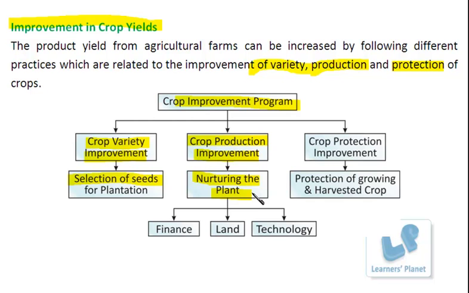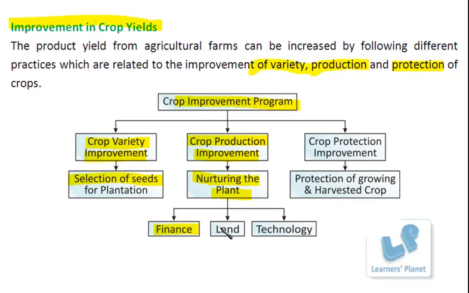We need three things for nurturing the plants. Number one is the finance, because whatever new technology you are applying, or whatever practices we are following, for that we need the money. So farmers should be capable enough to spend the money, and even if they are not, then the government is providing loans, and there are many different facilities which are nowadays provided to the farmers.